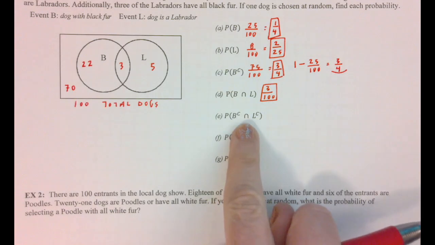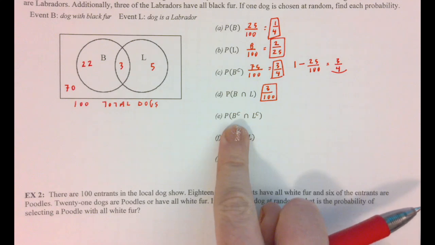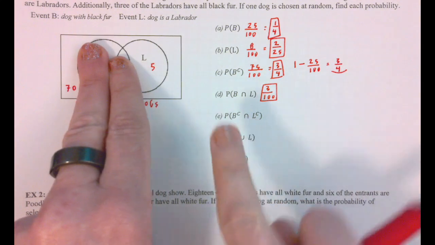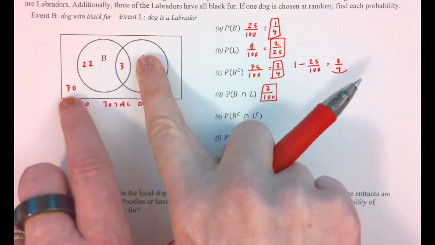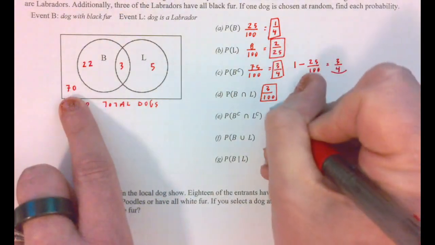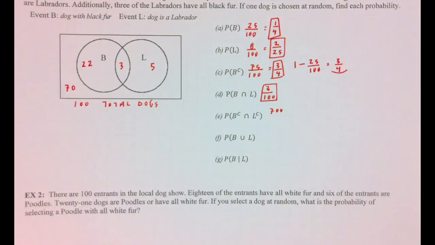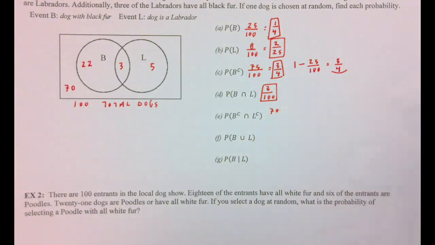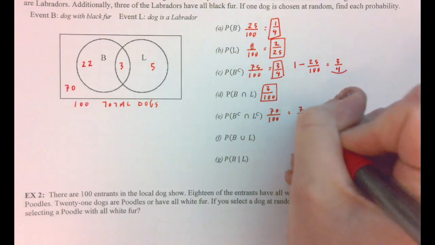Okay, here we're saying, intersection again, but it's not black. So I can kind of block out anything that is black. Also not a lab, so I can block that out too. So what's left over? It's got to be the 70 that's any other type of dog, right? It's neither of the two things. So here I'm saying 70. Let me just white out my extra 0. So 70 out of 100 reduces down to 7 out of 10.